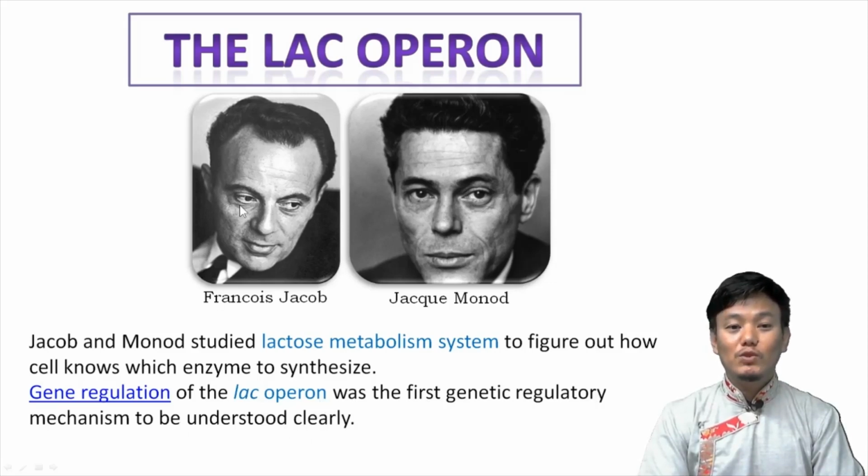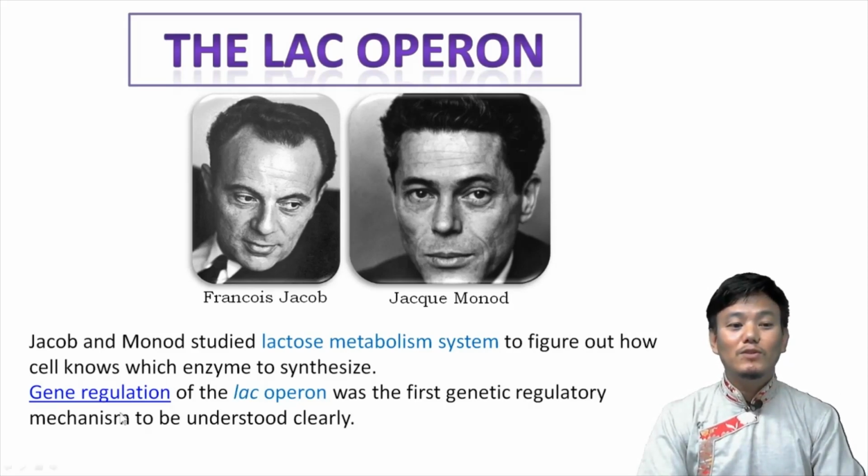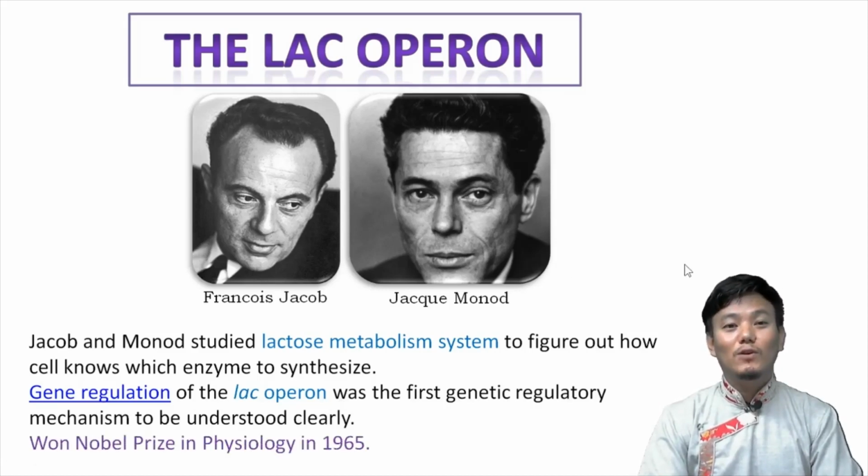So these two scientists explained how lactose metabolism happens within the bacterial cells. They tried to figure out how the cell knows which enzyme to synthesize. That means they were trying to figure out how the genes involved in lactose metabolism are regulated. So the gene regulation of the lac-operon was the first genetic regulatory mechanism to be understood clearly thanks to these two scientists. Therefore, these two scientists were awarded the Nobel Prize in Physiology in 1965.